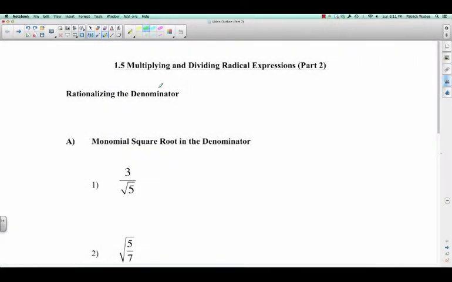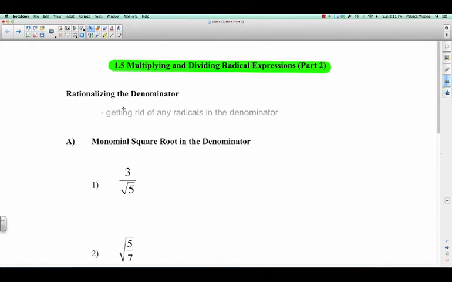Okay, today we'll finish section 1.5, which is on multiplying and dividing radical expressions. Basically, everything we're going to do today is all about rationalizing denominators. You know what a denominator is. It's the bottom number in a fraction. And what we have to do is to rationalize denominators. What does that mean? It means to get rid of any radicals in the denominator.